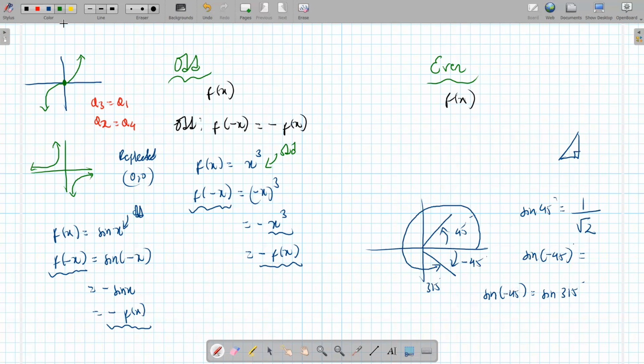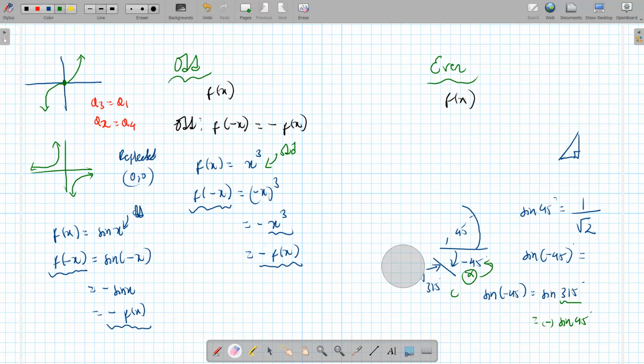Now, what does CAST rule say? CAST rule says you can write any obtuse or reflex angle in terms of its acute angle. So here, sine 315 is the exact same thing as sine of 45 because our alpha, our acute angle, is 45 degrees. Except we're in quadrant 4. Therefore, sine is negative. So you see that negative sign? It comes out. That's the idea.